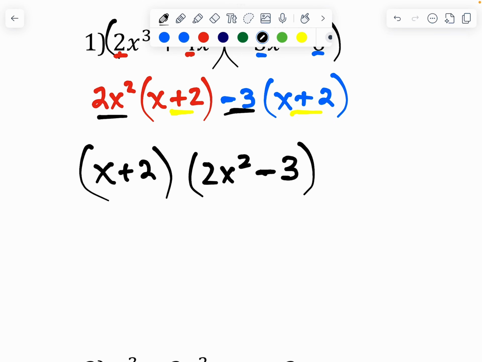Now I'm going to look at this one. This has a minus sign. Okay, so I'm always going to check for the difference of two squares. Is 2 a perfect square? No, 2 is not a perfect square, so then this one is not the difference of two squares, so I can keep this as my answer.